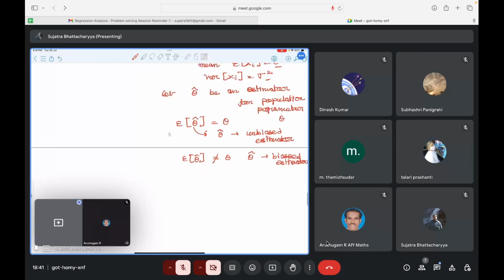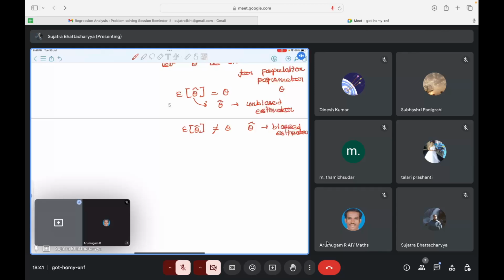Fine. So this is one of the things. Now, let me give you one example. Let us consider our random samples, suppose x1, x2, and so on up to xn. These are the samples which we have collected. And let us consider that this theta 1 cap estimator is suppose x1. This one is the estimator theta 1 cap for the population mean.